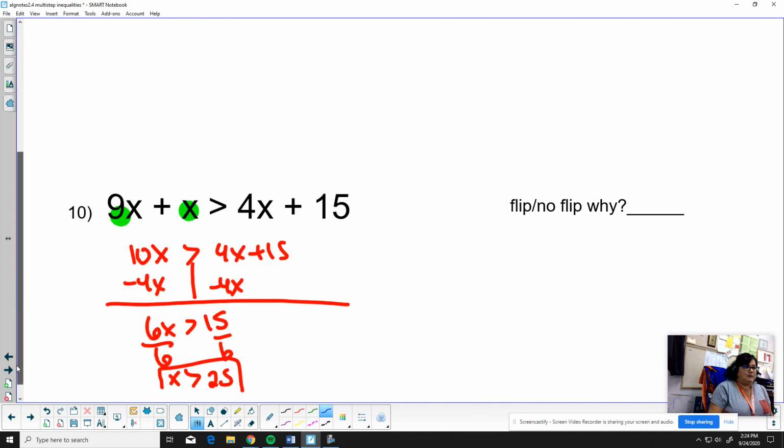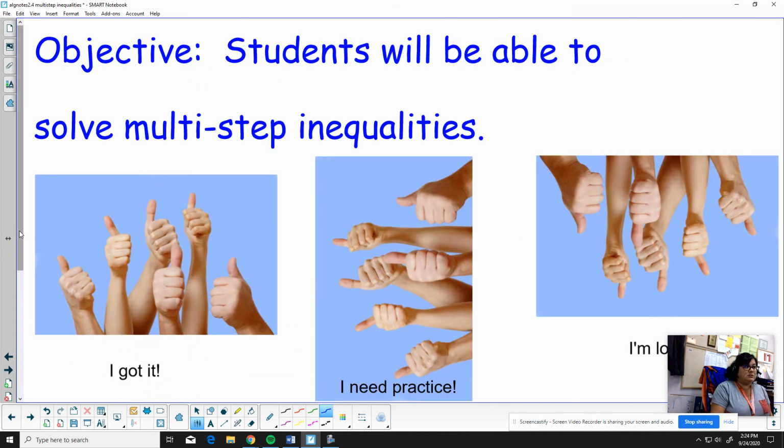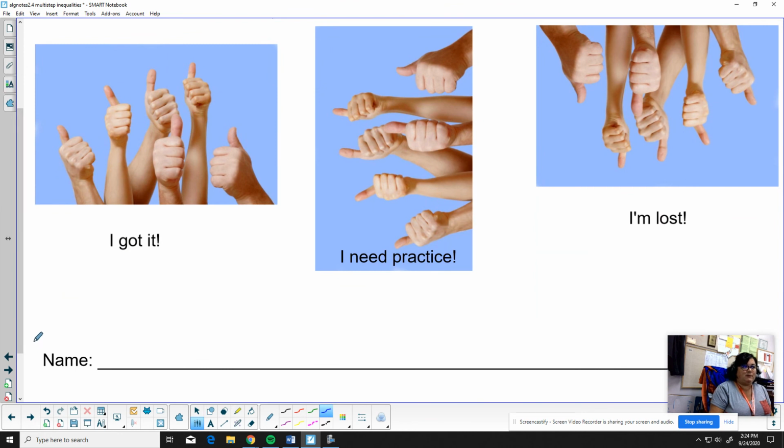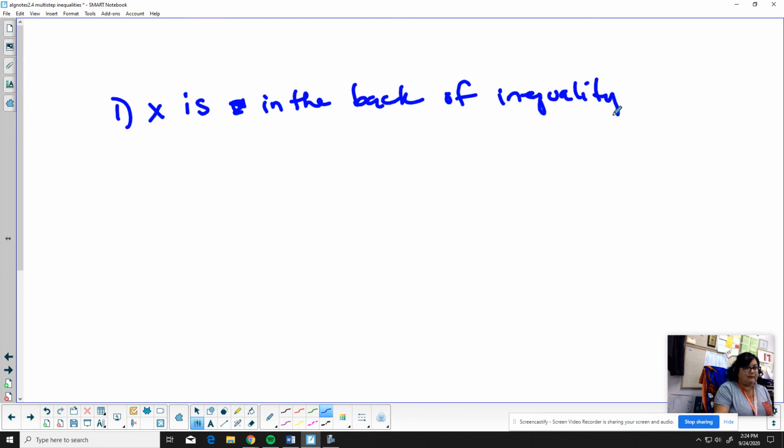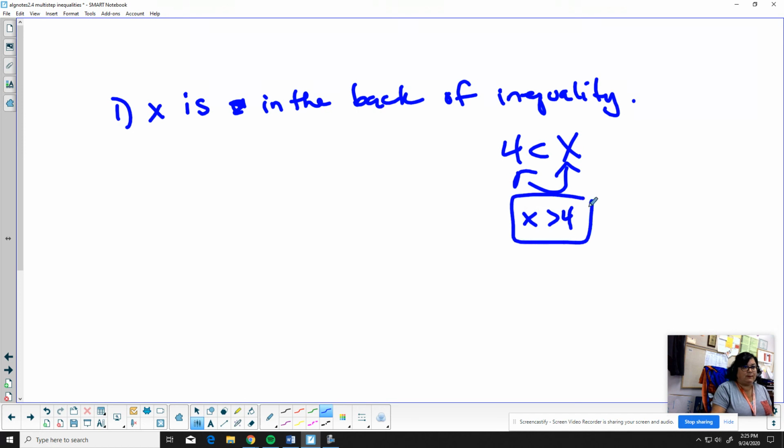We did that one. We did this one. And we're all finished. So I'm hoping you're feeling good about variables on both sides. Remember, you got to watch for the flip. Okay, so reason number 1 we flip is because the letter is on the wrong side. So x is on the back side of the inequality. We have to flip then. Like 4 is less than x has to be flipped. So x is greater than 4 would be our answer.